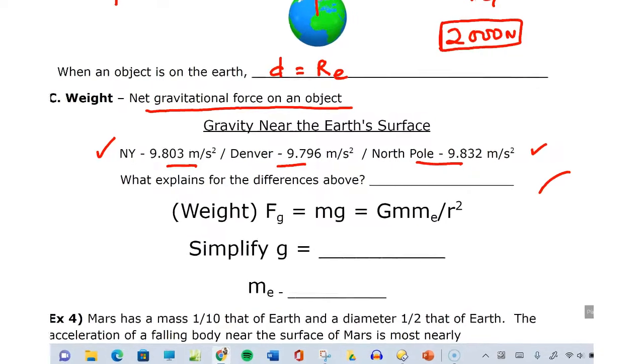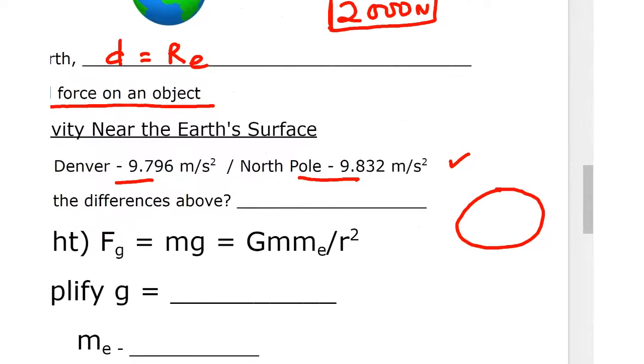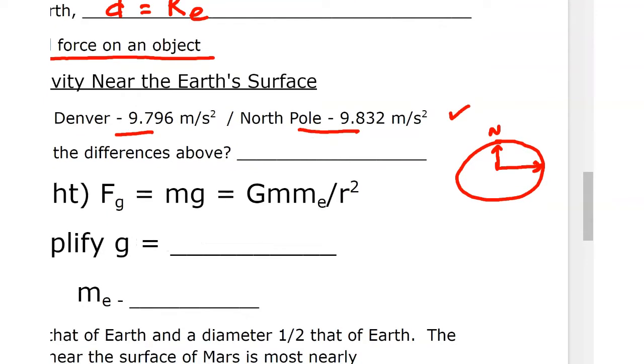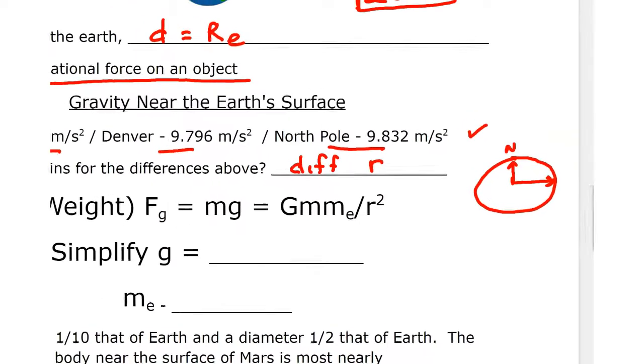You know, the Earth is actually a little flattened on the top. The r is bigger this way than it is this way. So if you're at the North Pole, you're going to have a smaller r and therefore a bigger g. Okay, what explains the difference? Let's say different r, different separation distance.